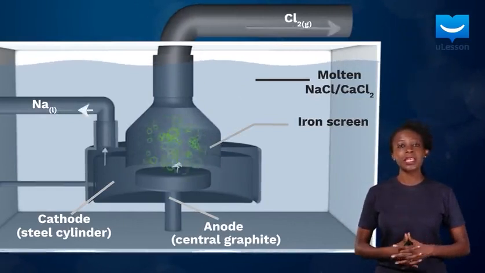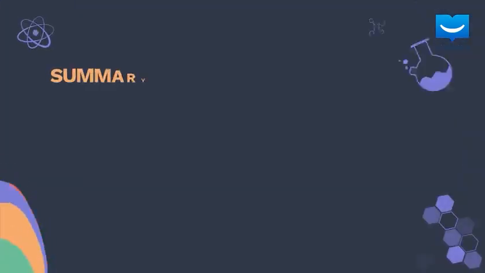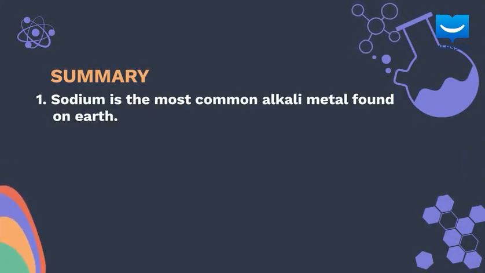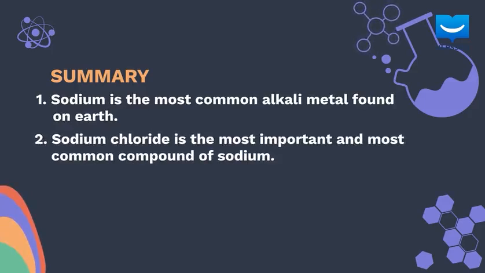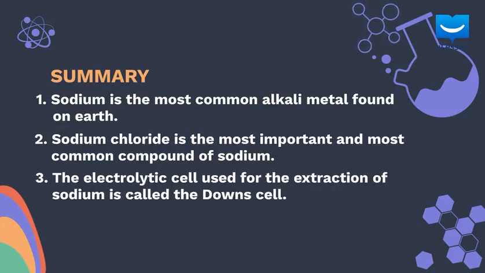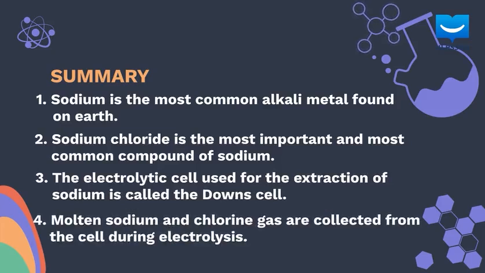Here is a summary of the key points from this lesson. Sodium is the most common alkali metal found on Earth. Sodium chloride is the most important and most common compound of sodium. The electrolytic cell used for the extraction of sodium is called the Downs cell. Molten sodium and chlorine gas are collected from the cell during electrolysis. And so we will end this lesson here.